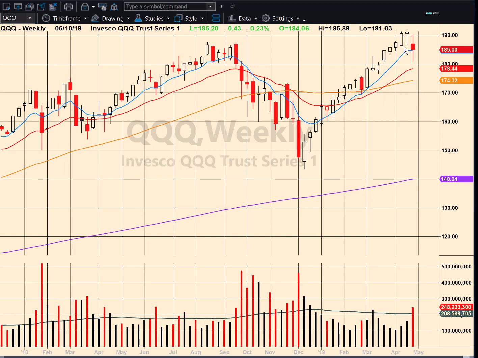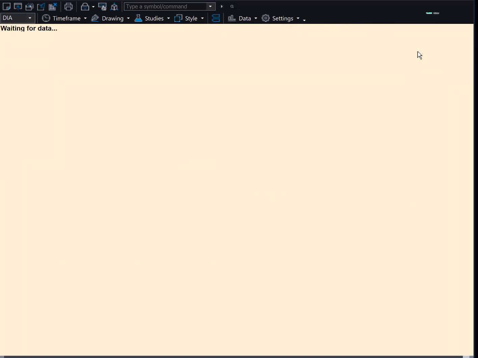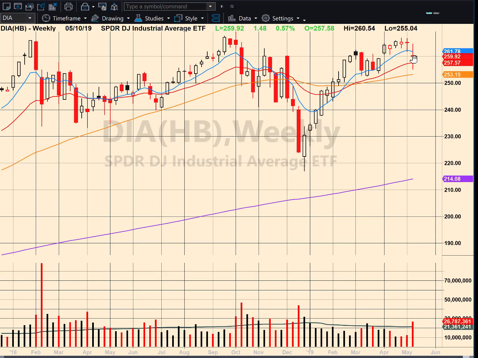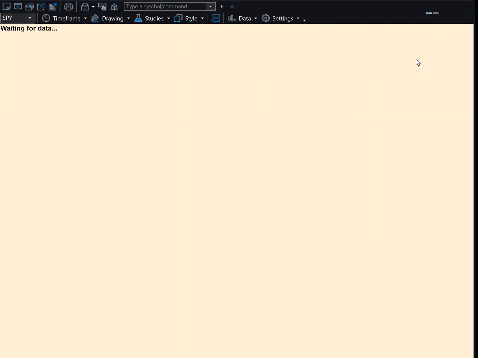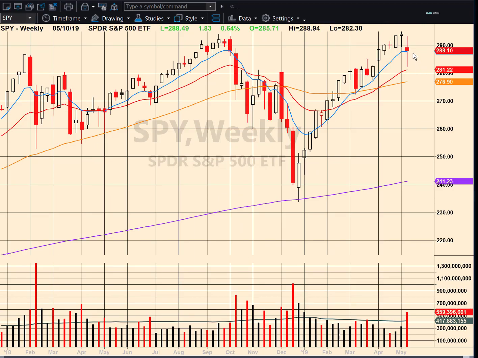Okay, let's take a look at the Qs. Again, weekly candle. Sort of a hanging man type candle, high wave doji, but still above all moving averages. Qs on a weekly basis, bullish. Diamonds, DIA. Bunch of dojis, another doji, neutral to bullish because we're only below one moving average, which is the most short term. And then the S&P 500, high wave doji, and we finished above the moving averages.